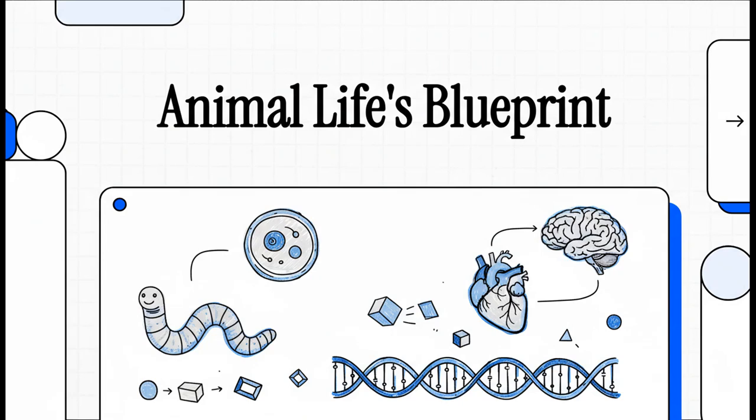Have you ever stopped to wonder what you, a human being, have in common with something like an earthworm? Well, it might be a lot more than you think. In this explainer, we're going to pull back the curtain on nature's universal blueprint, the four basic materials used to build every single animal on Earth, from the tiniest insect all the way up to us.